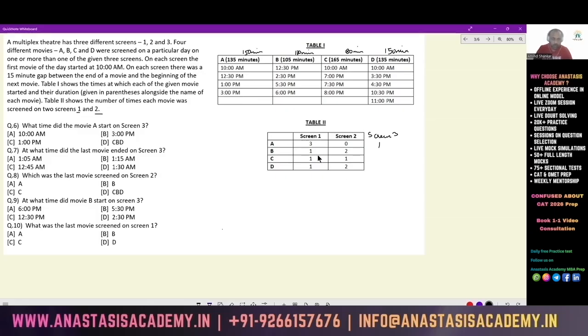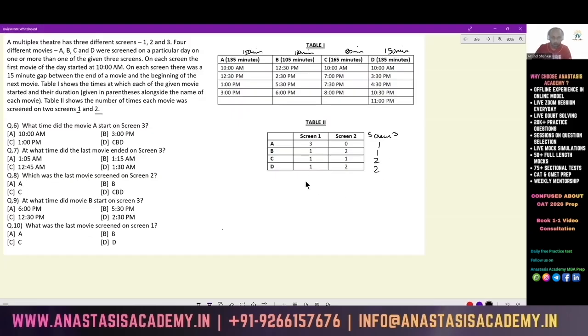Similarly, B was shown 4 times. 1 here, 2 here. So 1 on screen 3. C was shown 4 times. 1 here, 1 here. So 2 times on screen 3. And finally, D was shown 5 times. 1 on screen 1, 2 on screen 2. So 2 on screen 3.